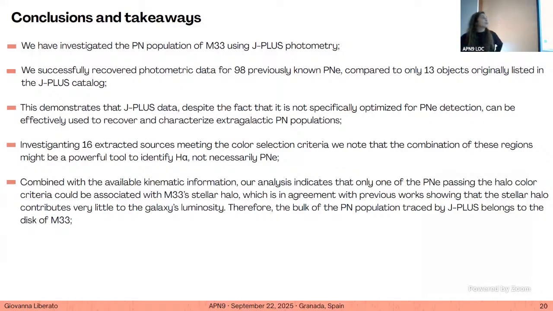And investigating these 16 sources that met the criteria, we know the combination of these criteria from the diagrams is a powerful tool to identify H-alpha emitters, not necessarily planetary nebulae. Okay, and combining with the kinematic information, our analysis indicates that only one of those 5 planetary nebulae passing the halo criteria could be associated with the M33 halo, which is actually expected since the stellar halo contributes very little to the galaxy luminosity. So we believe that the bulk of the planetary nebula population, at least these ones traced from J-PLUS, belongs to the disk of M33.